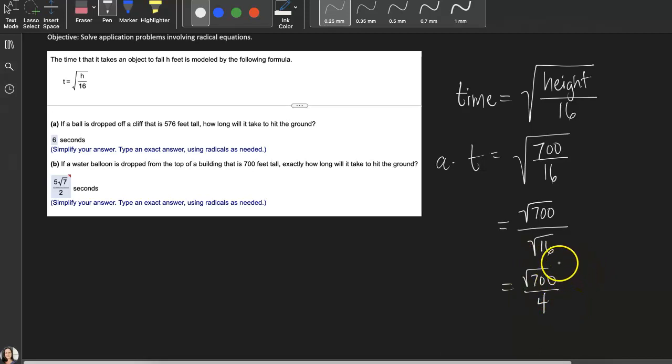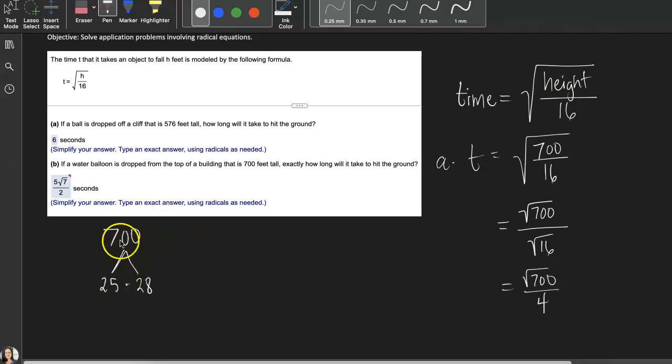Well, 700 is not a perfect square. So this is where we would want to break down 700 into its factors so that we can find some type of perfect square within it. You could go as far as breaking it down to its prime factors if you're unsure where to start or where to stop, because prime factors would be where you stop. So that's the method I'm going to use.